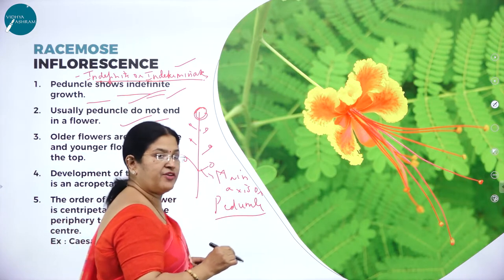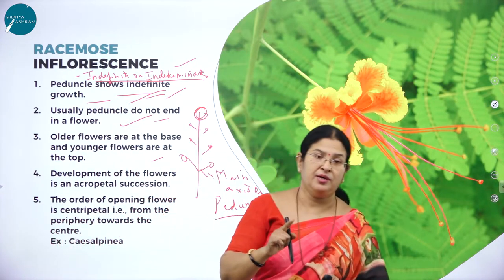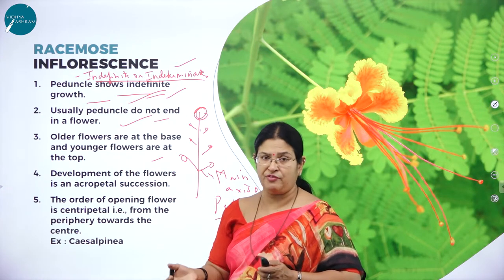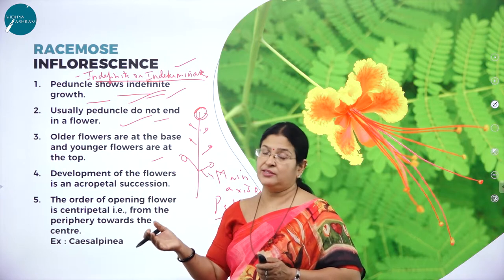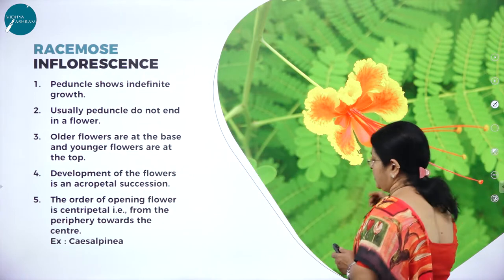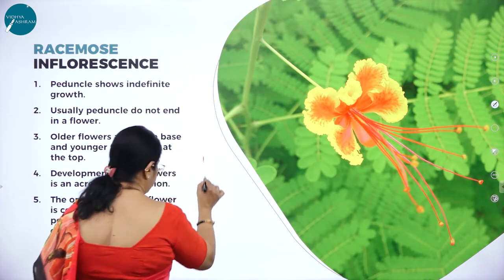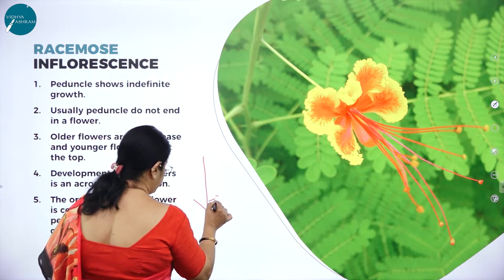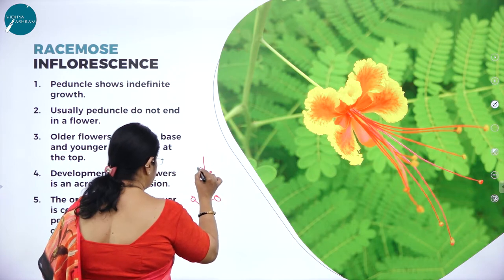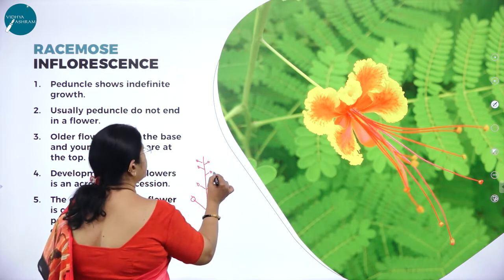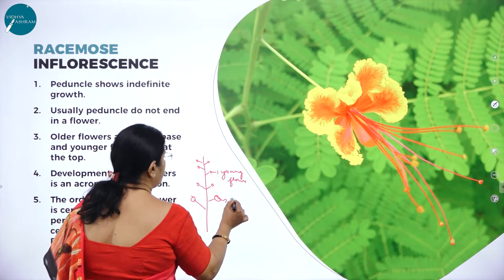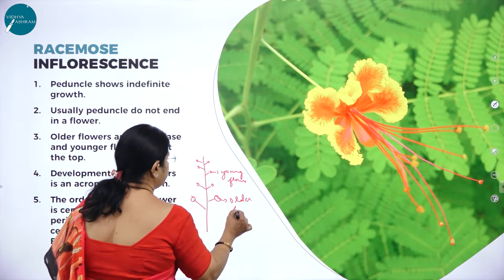What do you mean by older flowers? The flowers which bloom first. Buds are called younger flowers. The flowers which bloom first are called older flowers, and the flowers which bloom later, that is the young buds, are called younger flowers, right? Here I'll show you once again. See, this is called young flower. And this is called older flower.